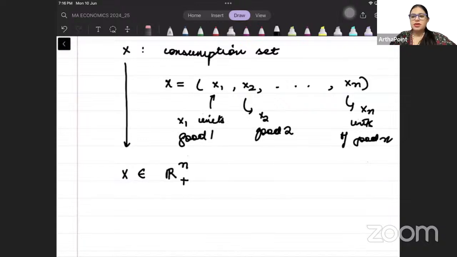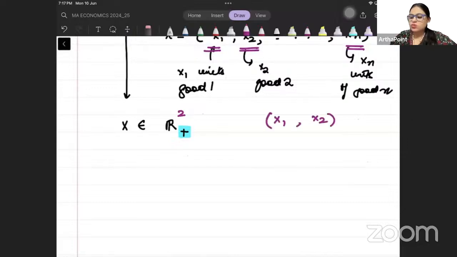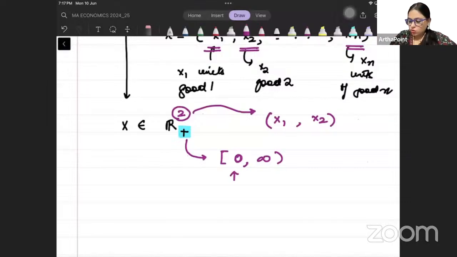here and n here. Try to understand this thing very carefully. This plus means that it can only be 0 or positive. And this n means that I have n goods in this bundle that I am consuming. If I write 2 here, it means that there are only two goods, good 1 consumption and good 2 consumption. So the superscript represents the number of goods that I am talking about. And this plus sign represents that either it can be 0 or anything positive, right? I am including 0 or anything after 0 till infinity, but I cannot have negative consumption.